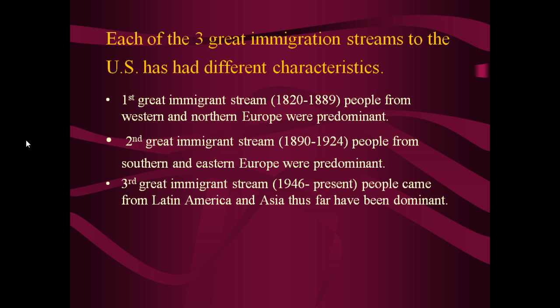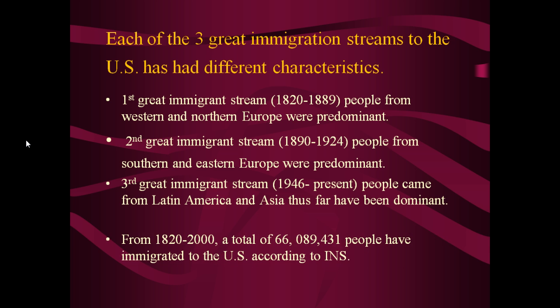You will also learn that between 1820 and 2000, a total of over 66 million people immigrated to the United States. This figure comes from what used to be the Immigration and Naturalization Service.